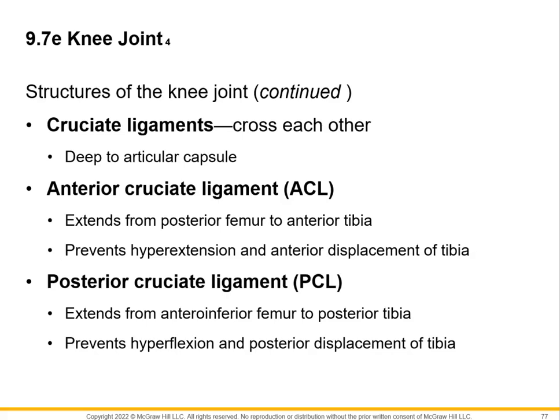Then you have the posterior cruciate ligament. This is going to extend from the antero-inferior femur to the posterior tibia, and this prevents hyperflexion and posterior displacement of the tibia. So posterior cruciate ligament prevents posterior displacement of the tibia.